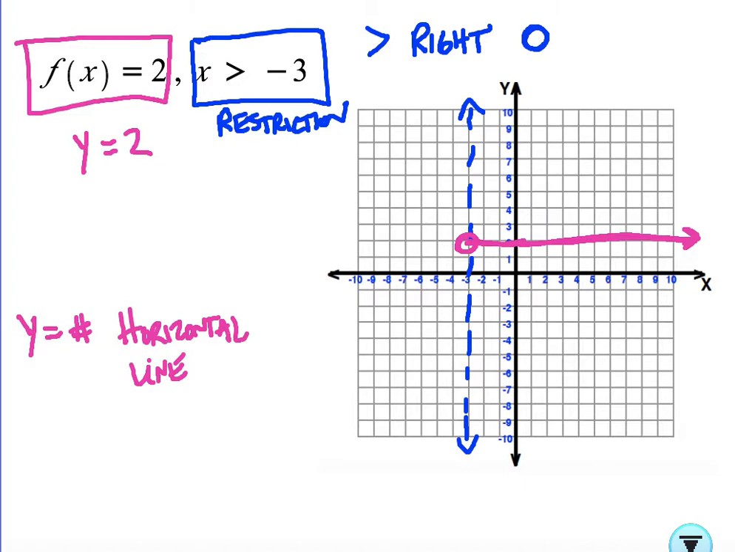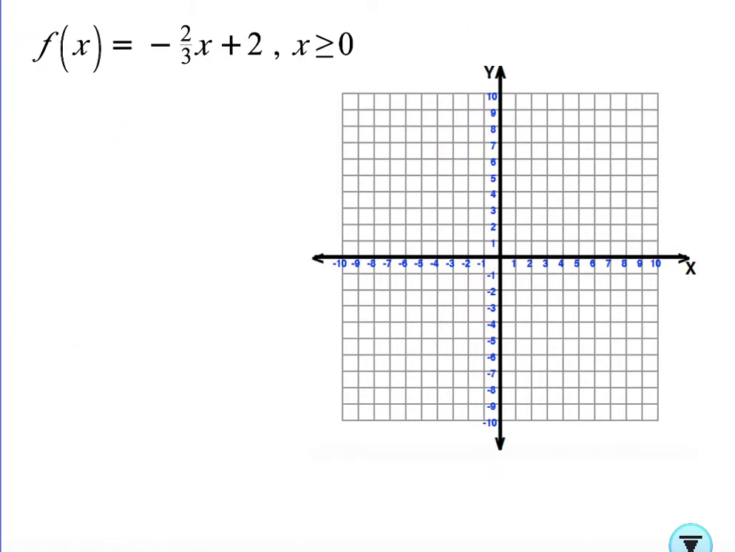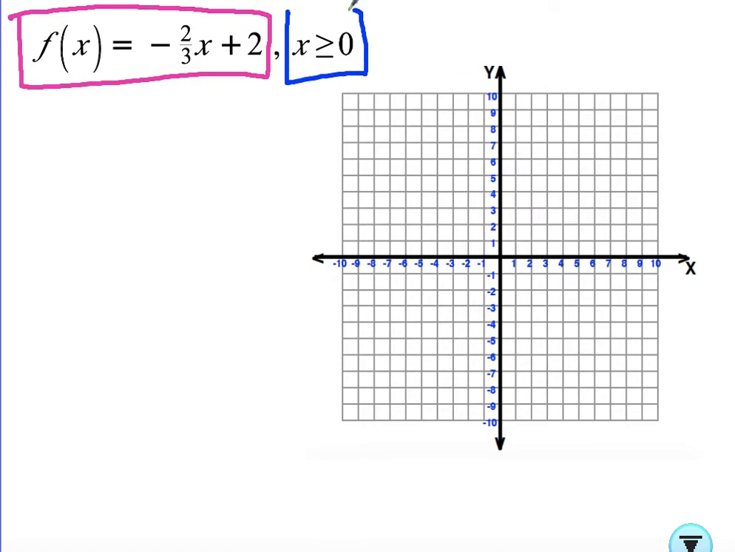All right, let's try another one. Everything before the comma, that's your function. Everything after the comma, that's your restriction. So I'm going to start by graphing my function. Now when I look at this, this is a line, just like mx plus b.